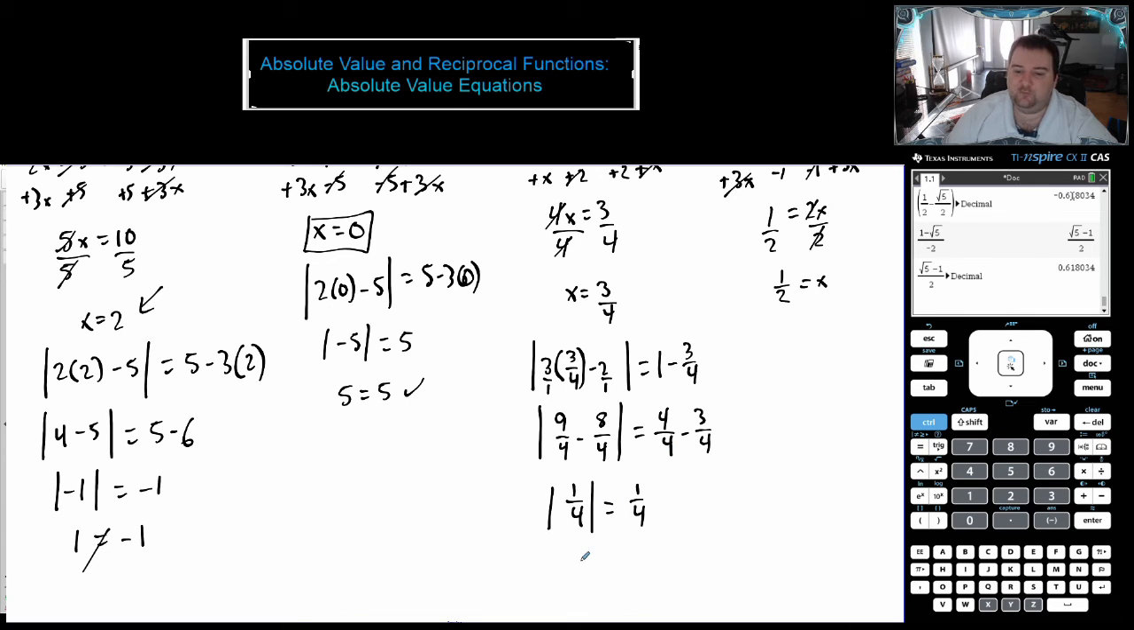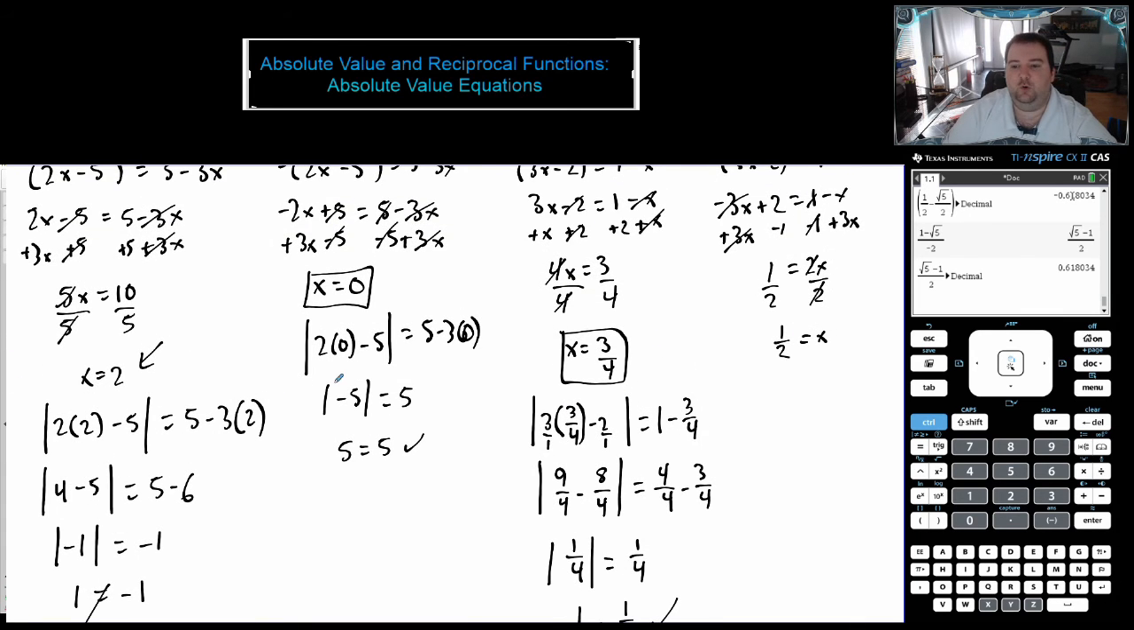What's the absolute value of 1/4? It's 1/4. Does 1/4 equal 1/4? You bet. This is a solution. I can now box it because I checked it. All right, let's try this 1/2 over here.